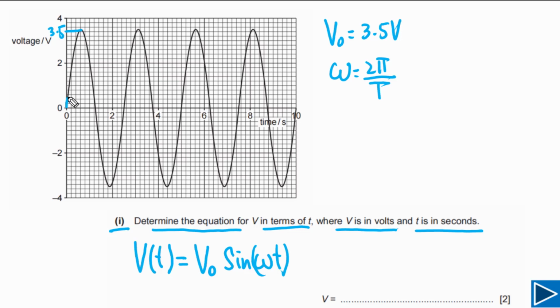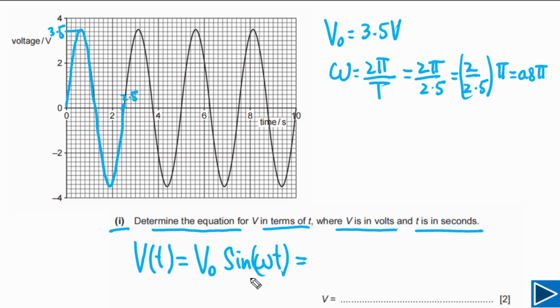Now if you look at this sine graph, this is one complete cycle. So we can read the time period from here. Time period in this case is equal to 2.5. So we can replace capital T with 2.5. If we simplify this, 2 divided by 2.5, multiplied with pi, we will get 0.8 pi, and this is the value of omega.